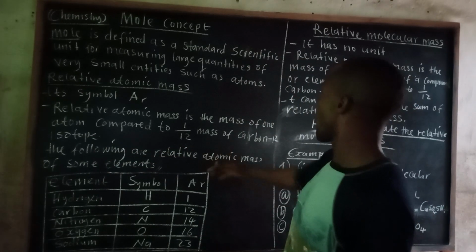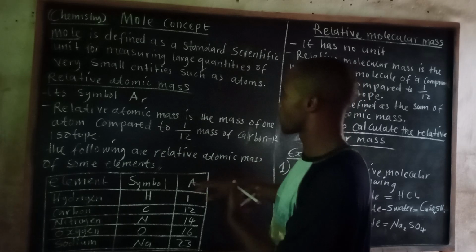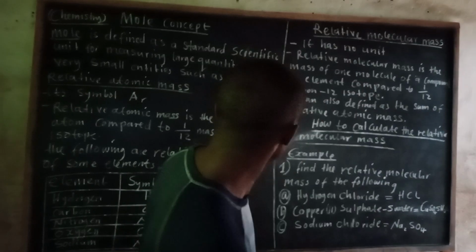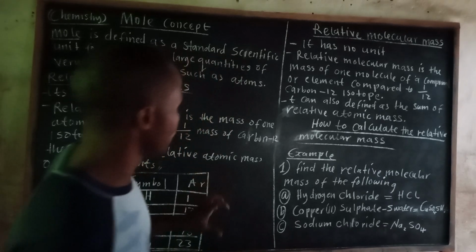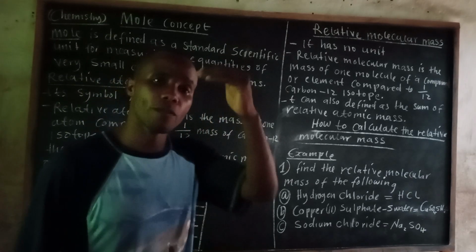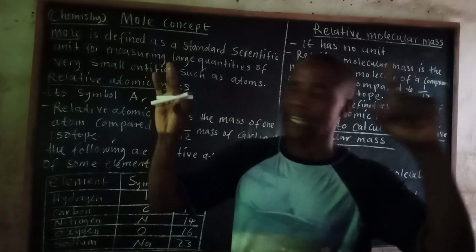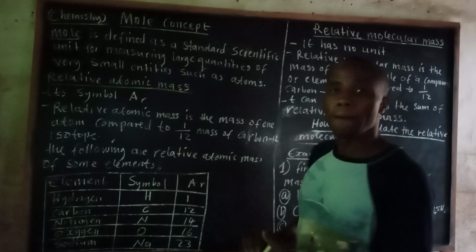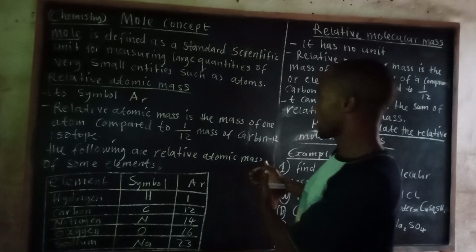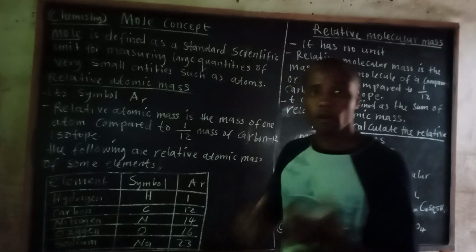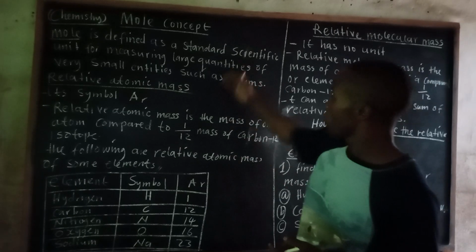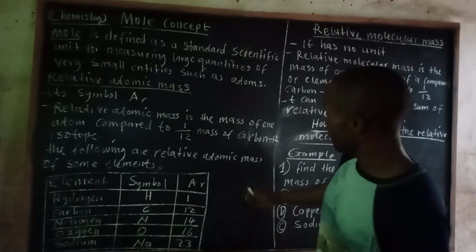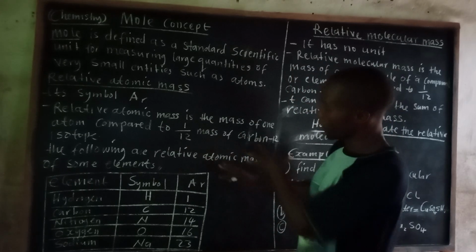The following are relative atomic masses of some elements. If you go to the periodic table, there are those elements that you have. On top there, the numbers that are displayed, they are relative atomic mass. So those are the numbers that we are talking about. Here you don't need to calculate them, because you just pick them from the periodic table. They are there for relative atomic mass.